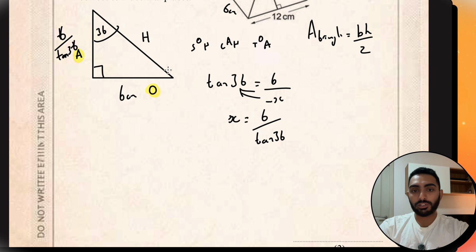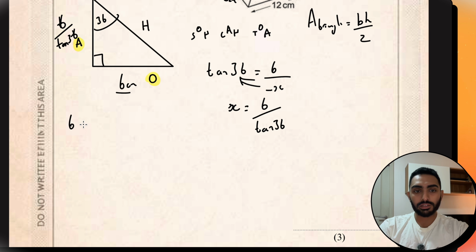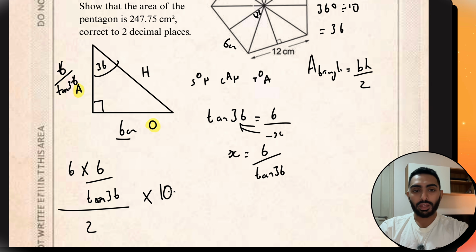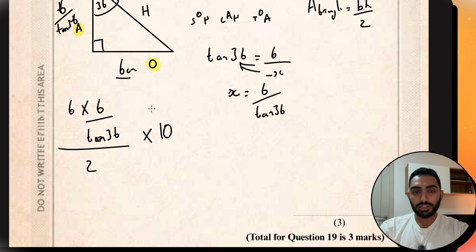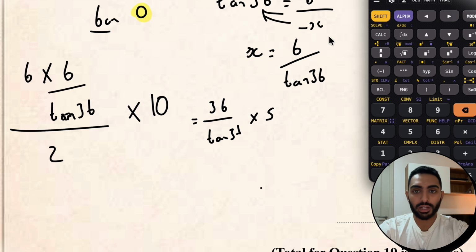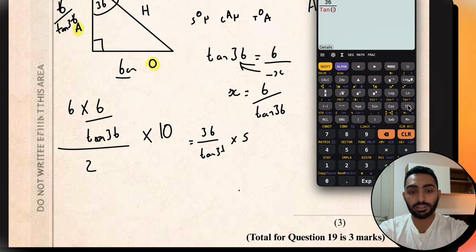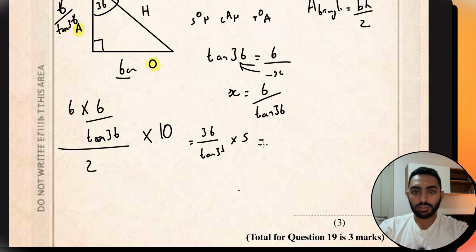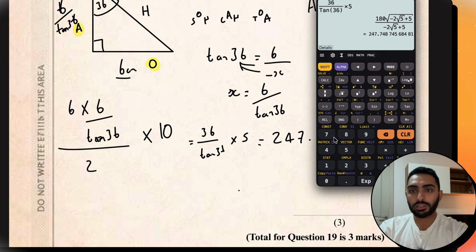Let's find out the area of one of these triangles. We're doing the base times the height. It'd be 6 times 6 over tan 36. And all of that is being divided by 2. And then we need to multiply it. Because we have 10 triangles, we're multiplying it by 10. We can do a little bit of simplifying before we type it in the calculator. 6 times 6 is 36 over tan 36. This divide by 2 and this times 10 will cancel. 10 divided by 2 is 5, so we're timesing this by 5. Let's type this into the calculator. 36 over tan 36, multiplied by 5, which is 247.748.